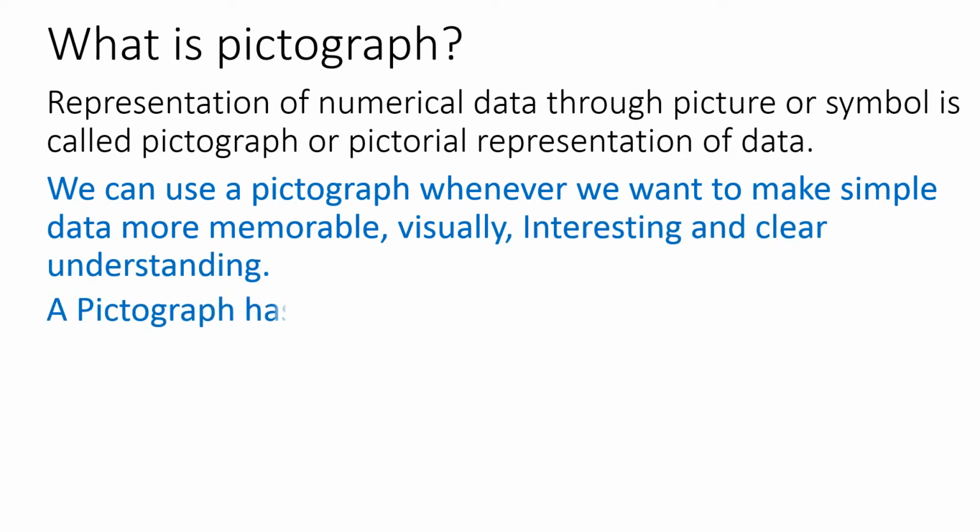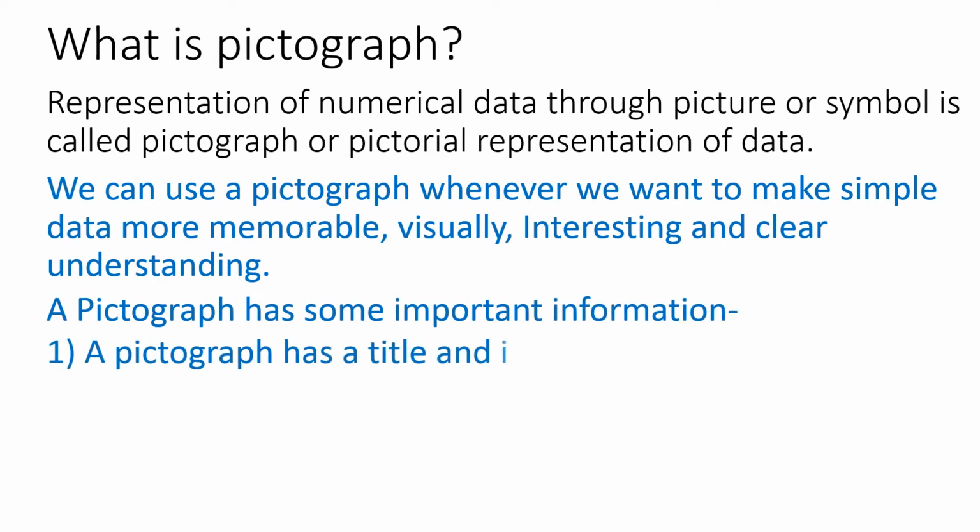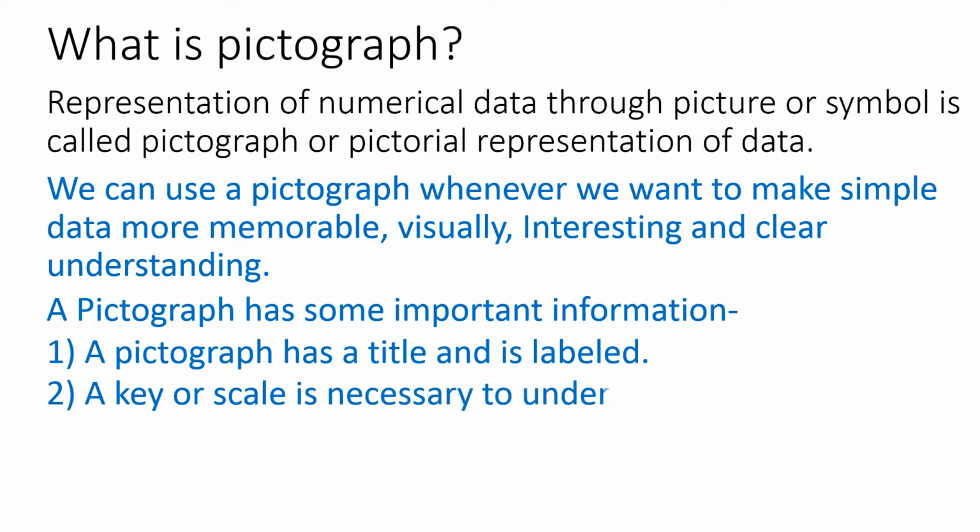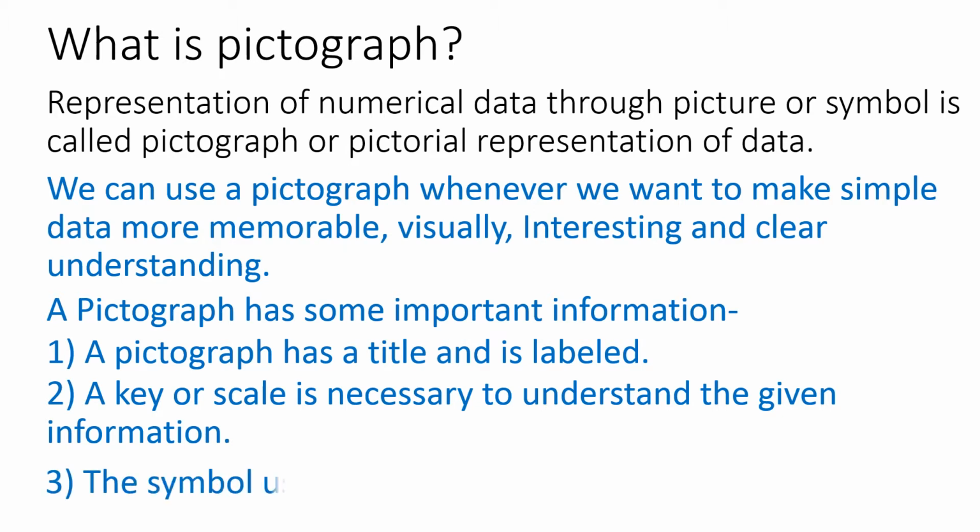A pictograph has some important information. Number 1. A pictograph has a title and is labeled. A title which tells us what the pictograph is about, and labels which tell us what kind of data is shown. Number 2. A key or scale is necessary to understand the given information. The key or note or scale which tell us the number each picture is equal to. Number 3. The symbol used is simple and self-explanatory.